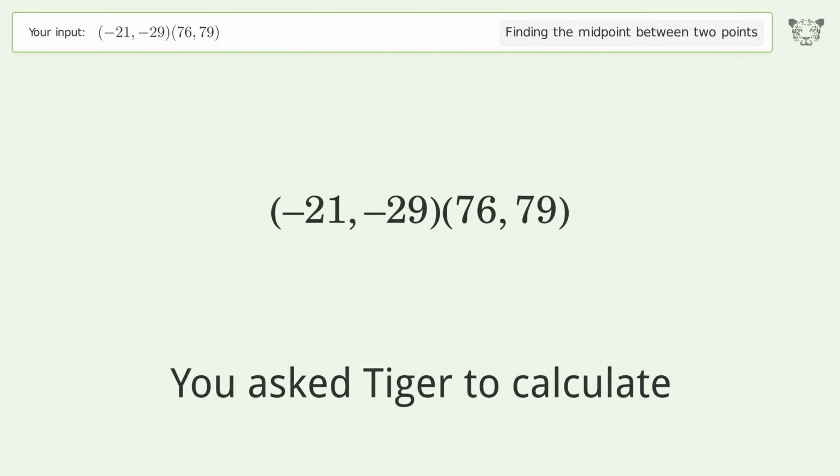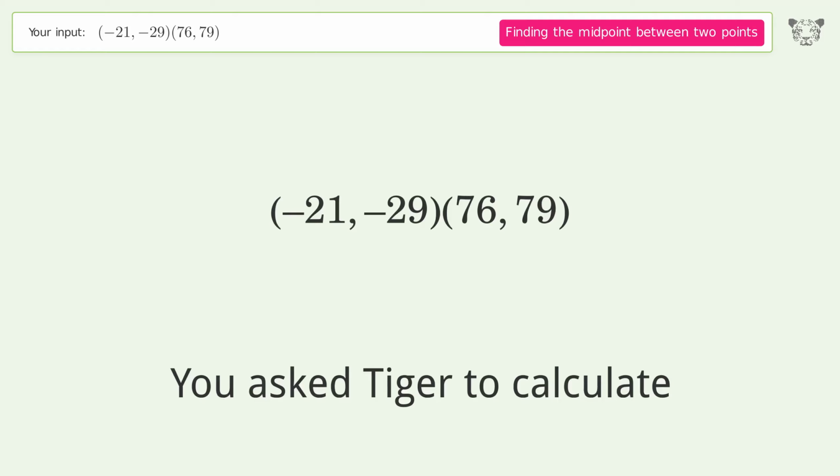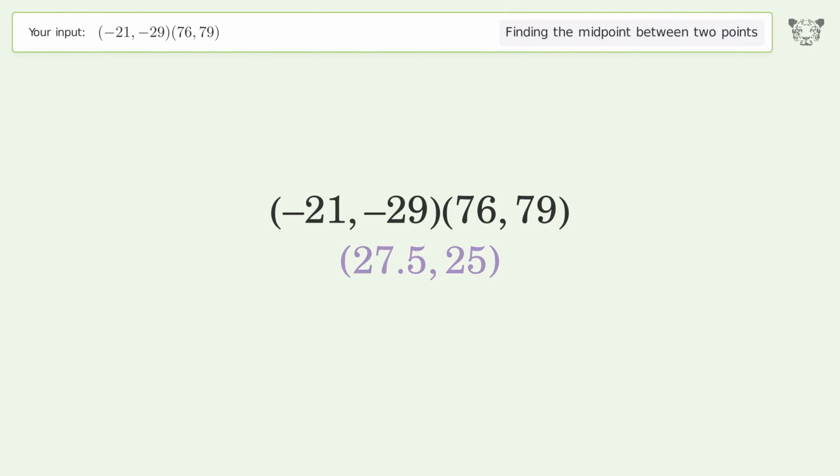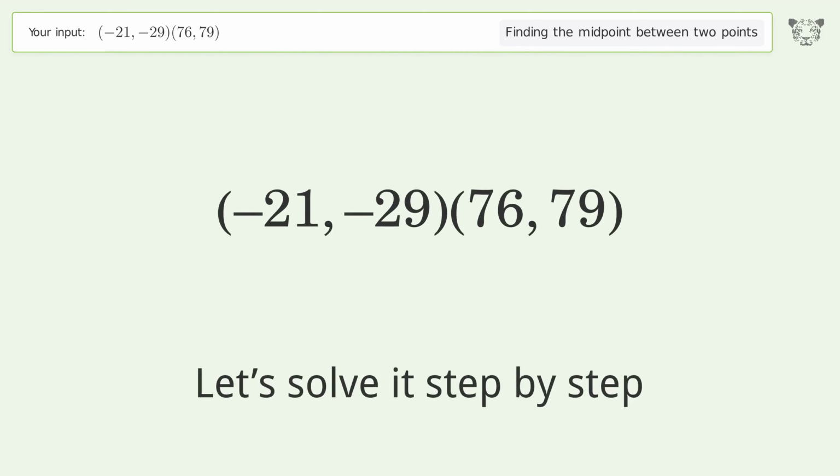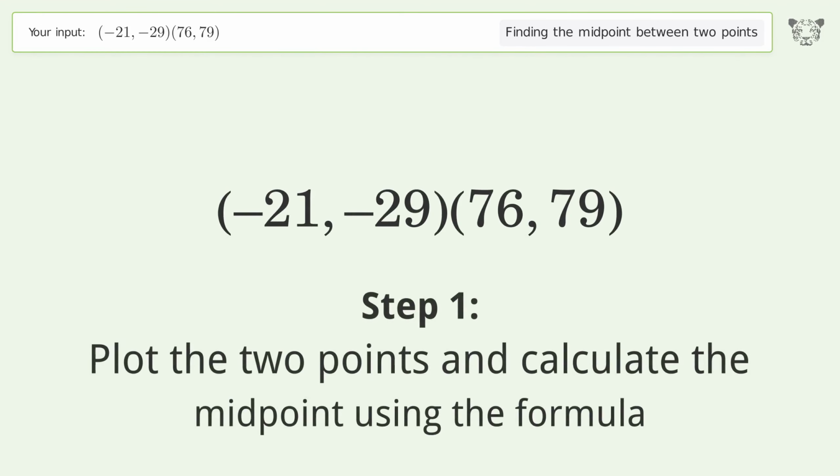You ask Tiger to calculate. This deals with finding the midpoint between 2 points. The midpoint between the 2 points is 27.5, 25. Let's solve it step by step. Plot the 2 points and calculate the midpoint using the formula.